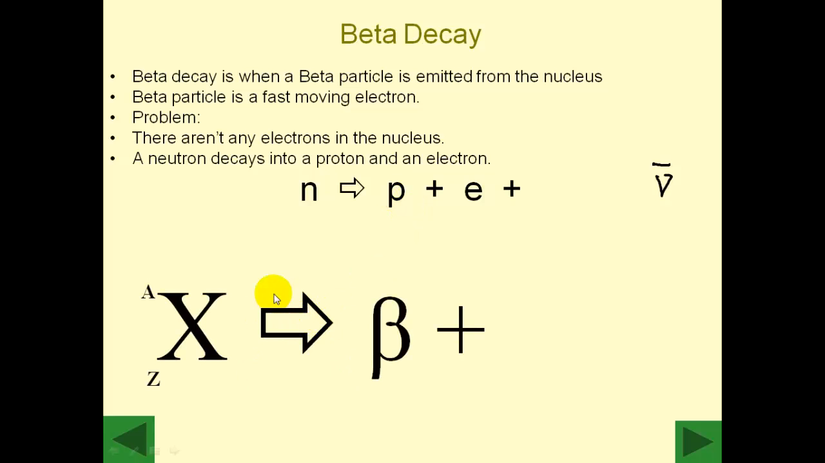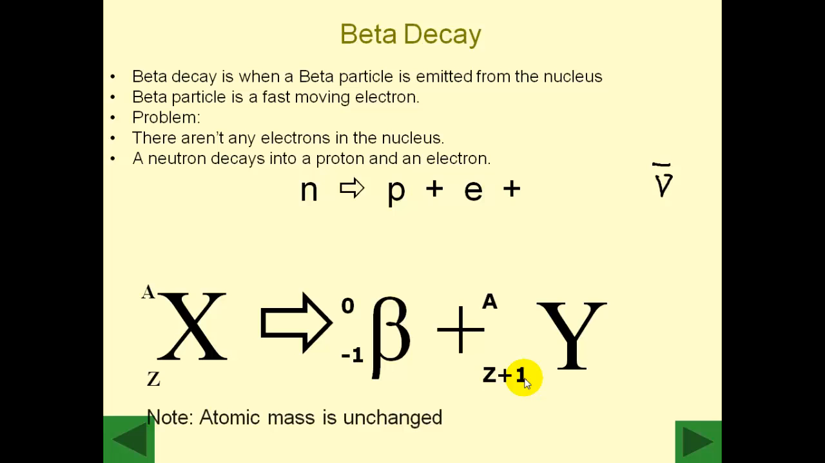So what we could have here is that we know the atomic mass is going to be the same. We also know that Z is going to increase by 1. So the atomic mass is the same, and this one increases because a neutron turns into a proton, so the proton number increases by 1. Of course, this cannot be X anymore because it's a new element, it has a new atomic number. So we call this Y, plus the antineutrino. Notice that the atomic mass is unchanged.